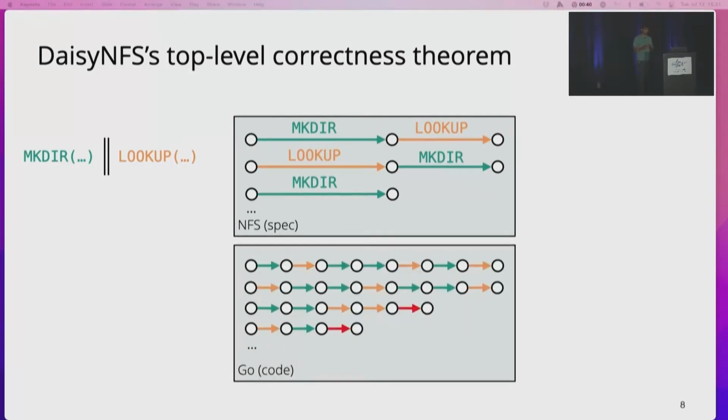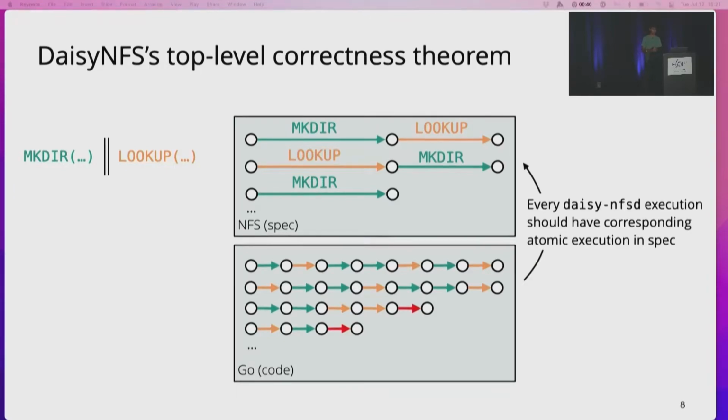But by contrast, the execution of the code on the bottom is much more complicated than that of the specification. For performance reasons, the execution of these two operations will interleave, and the system could also crash at any time in the middle of one of these interleavings. For DaisyNFS to be correct, what that says is every one of these executions at the code level should behave as if the makedir and lookup operations were atomic and followed the NFS spec. And the top-level correctness theorem says this for any combination of concurrent or sequential NFS operations that the user might issue.